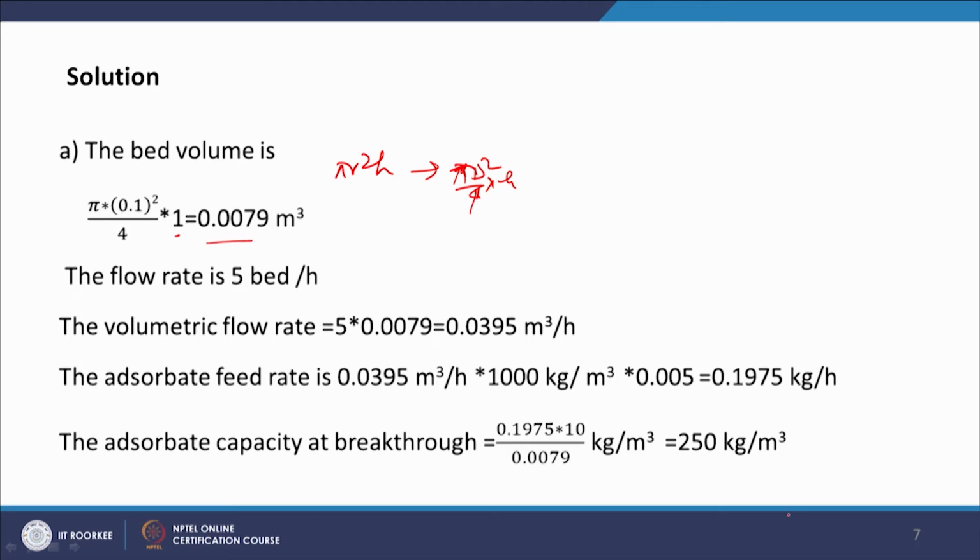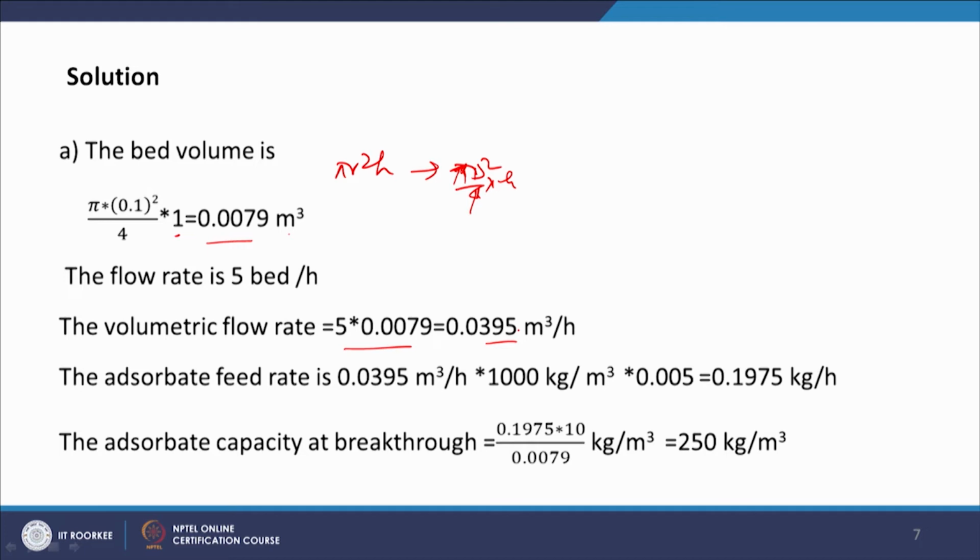Then the flow rate is 5 bed volume per hour. This is our bed volume. So, 5 into 0.0079. So, that is equal to 0.0395 meter cube per hour. So, now we are getting the flow rate.